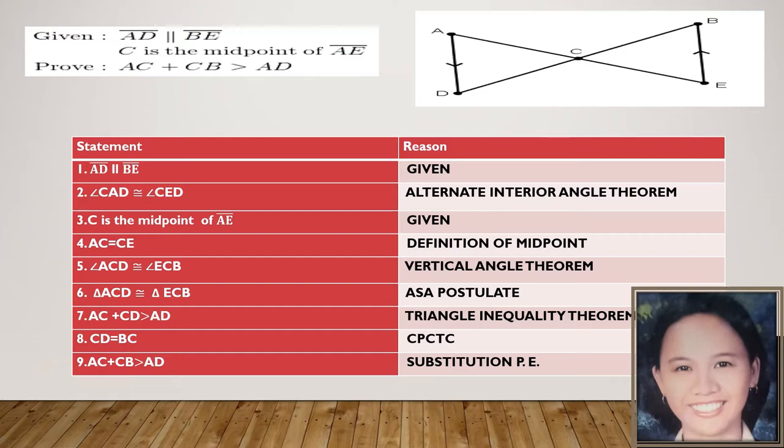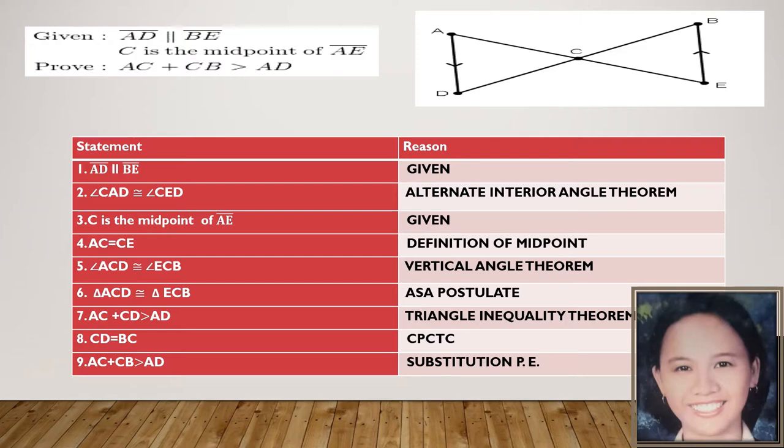Let's start. Number one, segment AD is parallel to segment BE. The reason there is given. Number two, angle CAD is congruent to angle CED. The reason there is alternate interior angle theorem. Now, since it was stated that AD and BE are parallel, we consider segment AE as transversal. Now, in this theorem, it states that the alternate interior angles are always congruent.